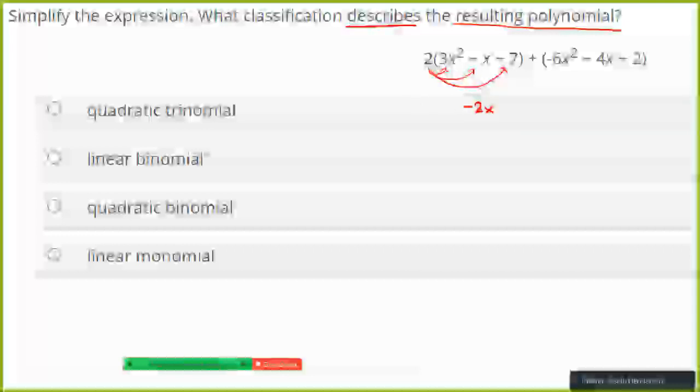And I'm going to kind of catch up with Aaron, multiplying that 2 into the first parentheses. So we get 6x squared. And then, like she said, negative 2x. 2 times negative 7, negative 14. And there's our first parentheses, our first polynomial now.